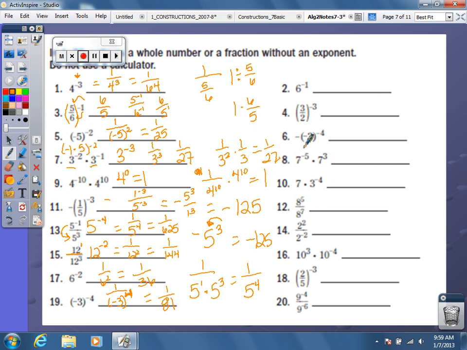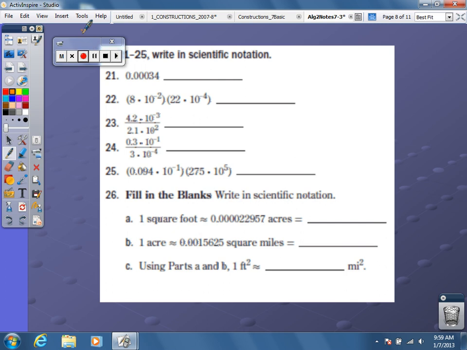Okay, if you have any questions on any of these, jot them down, ask me, and we can go over those together in class. Okay, scientific notation, fun times.